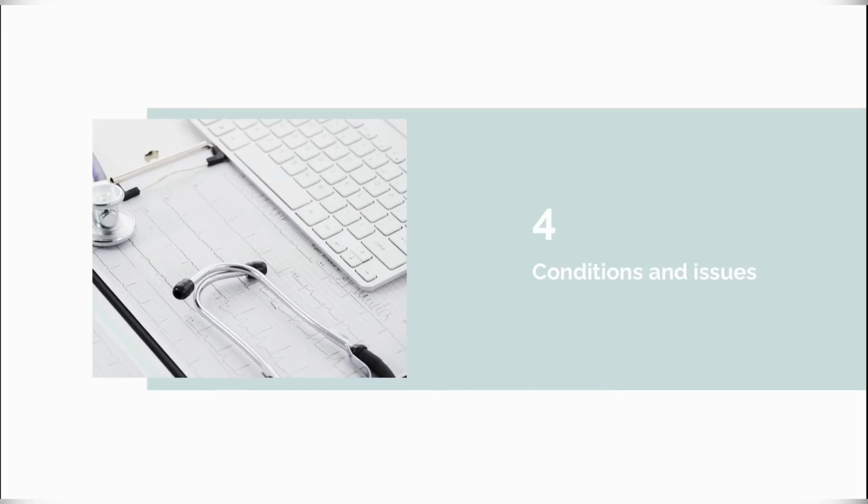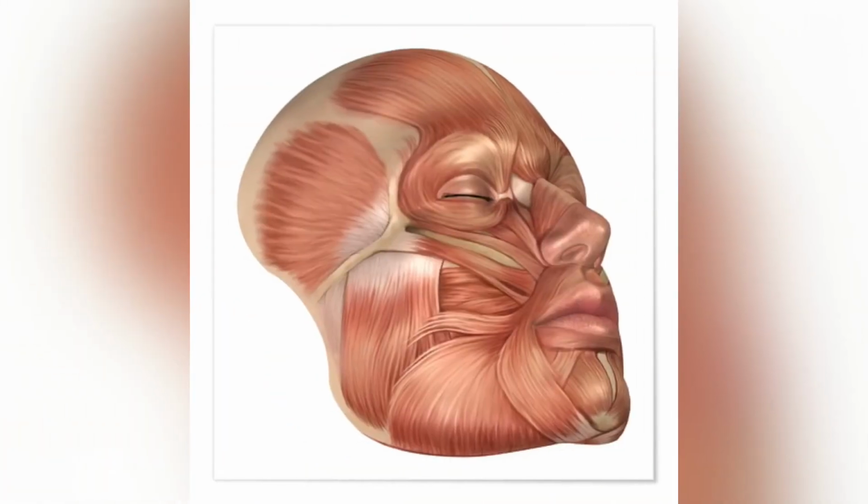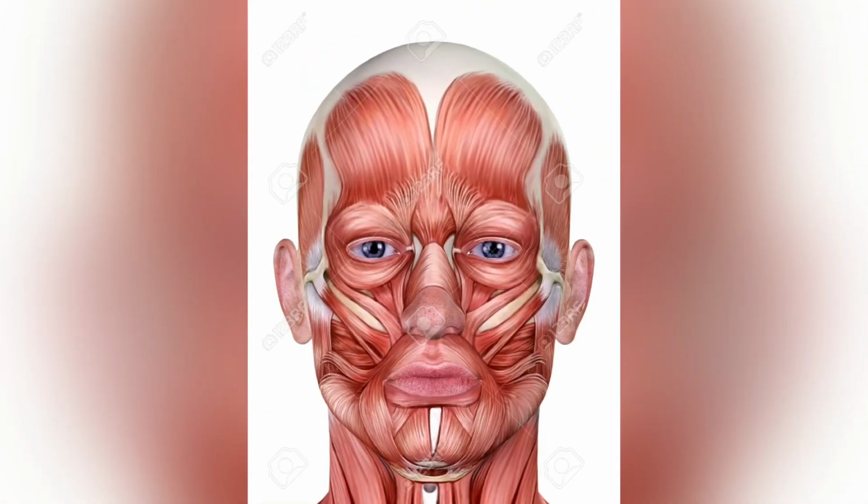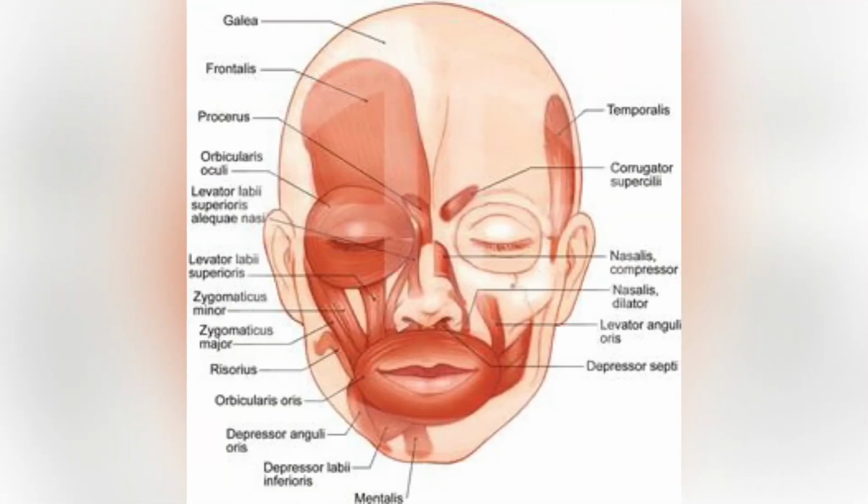And the last thing we are going to talk about is the conditions and issues of the facial muscles. Conditions that cause problems with the muscles or nerves in the face include Bell's palsy, which is caused by paralysis of the facial nerve. Weak and sagging muscles on one side of the face is the most common symptom. It also causes an inability to close one eye and mild pain in the facial muscles.